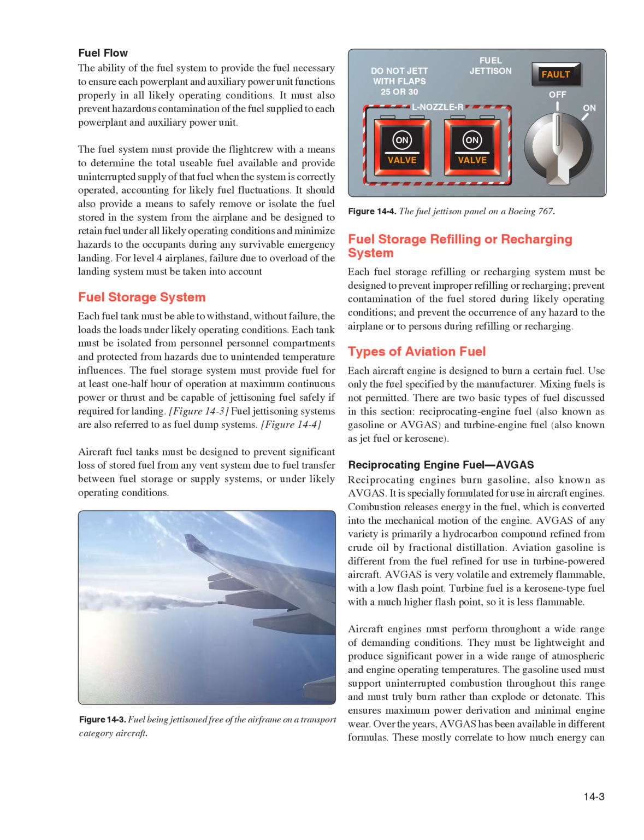Fuel flow. The ability of the fuel system to provide the fuel necessary to ensure each power plant and auxiliary power unit functions properly in all likely operating conditions. It must also prevent hazardous contamination of the fuel supplied to each power plant and auxiliary power unit. The fuel system must provide the flight crew with a means to determine the total usable fuel available and provide an uninterrupted supply of that fuel when the system is correctly operated, accounting for likely fuel fluctuations.